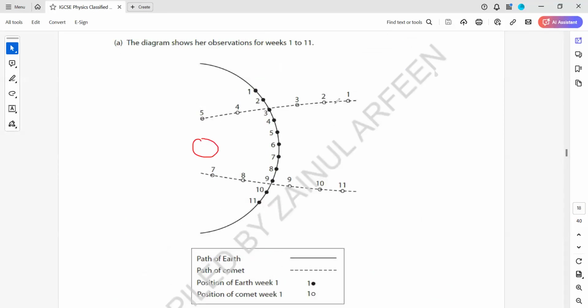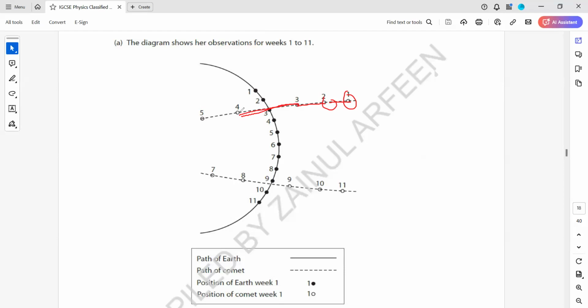Yes, it is increasing. And you can see the distance covered, because this diagram is for the same time scale. For example, after every week they recorded the position. So in week 1 and week 2, the comet covers a shorter distance. From week 2 to 3, the distance is longer. So from week 3 to week 4, it appeared that the comet travels fastest.